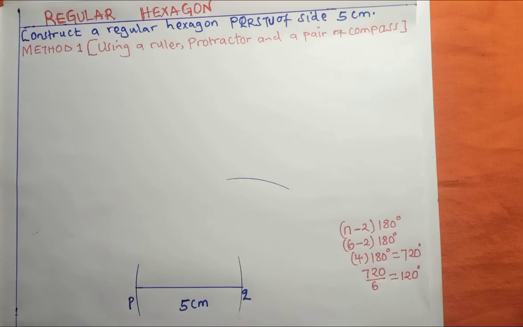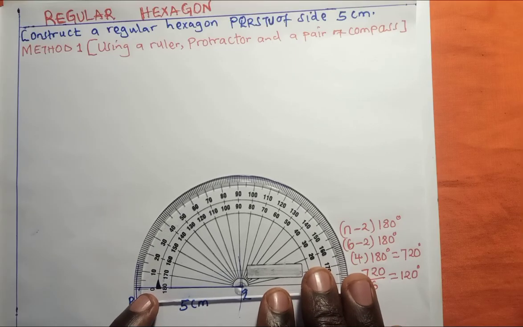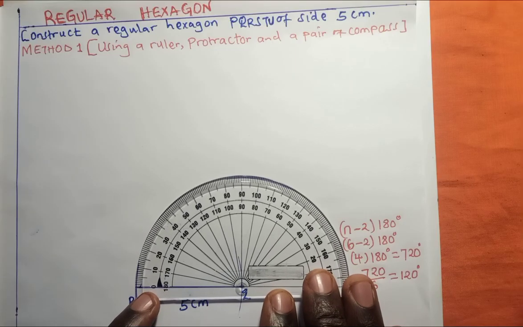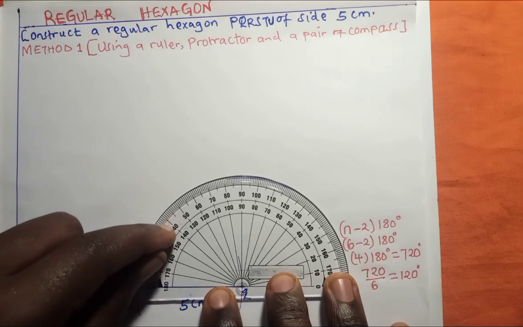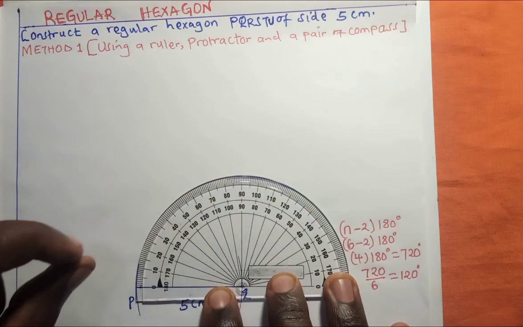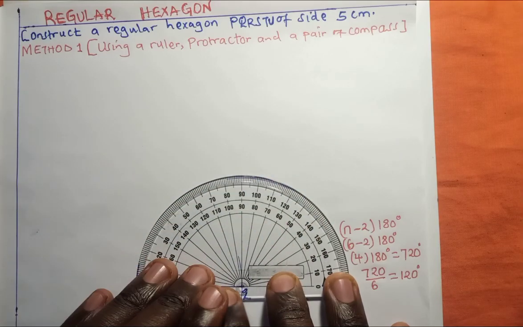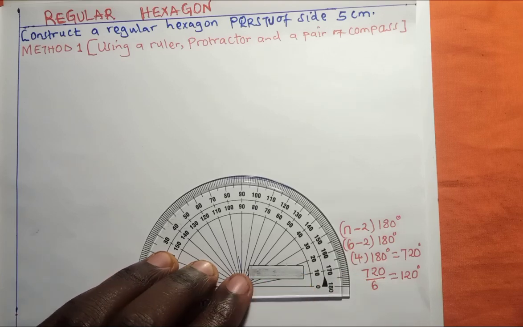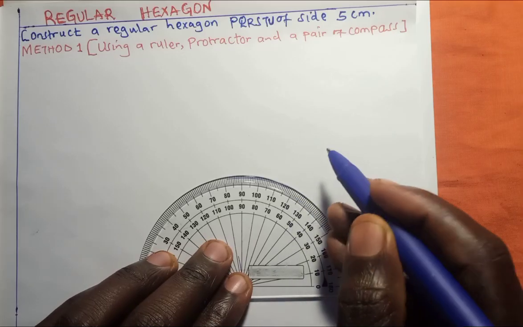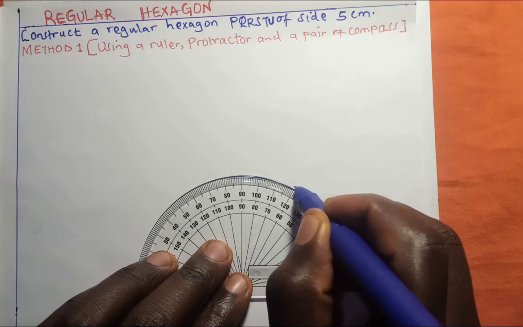So our work is to use the protractor and make sure that we use the scale that starts from the left hand side, from 0 all the way to the right hand side. That is the scale that we're going to use. In other words, we are going to use the outer scale. So this is where we are going to have our 120 degrees. So let us mark that point where 120 degrees is.